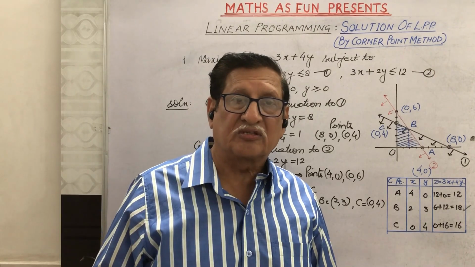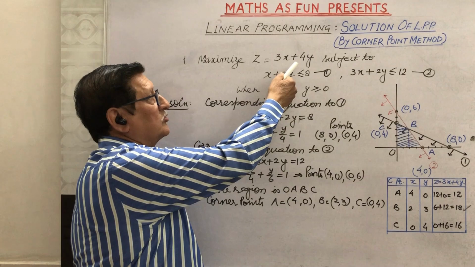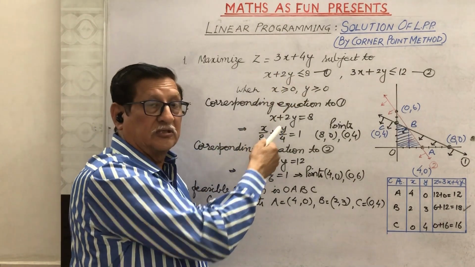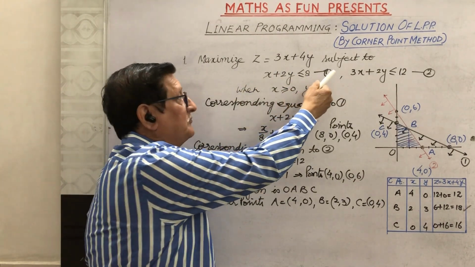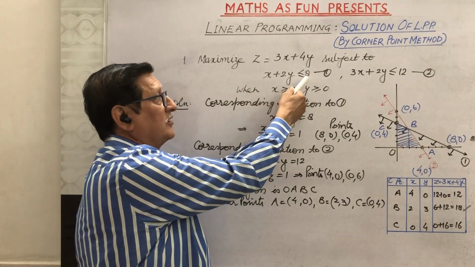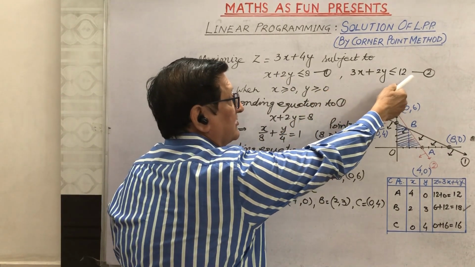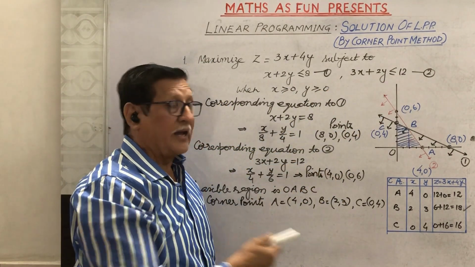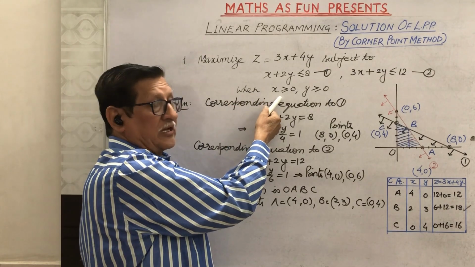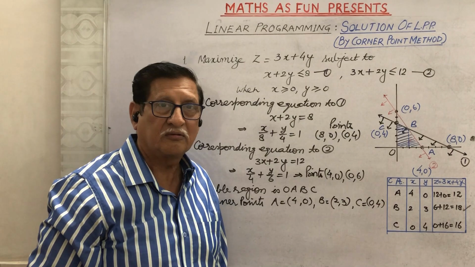So we are going to discuss the first example here, that is maximize z equal to 3x plus 4y. This is the objective function subject to the constraints x plus 2y less than or equal to 8 and 3x plus 2y less than or equal to 12. And the non-negativity constraints x is greater than or equal to 0 and y is greater than or equal to 0.